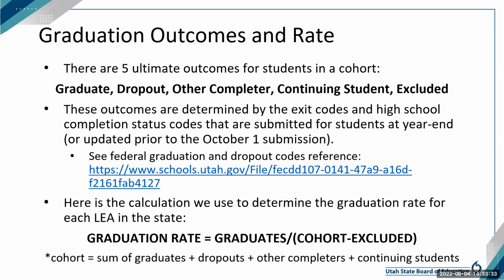All right, this is just some basic information for you about the graduation rate. There are 5 possible outcomes. It could be a graduate, a dropout, other completer, a continuing student, or you may be excluded. These outcomes are determined by your exit codes that are submitted and the high school completion status. And here's a link to see all of the different federal codes.